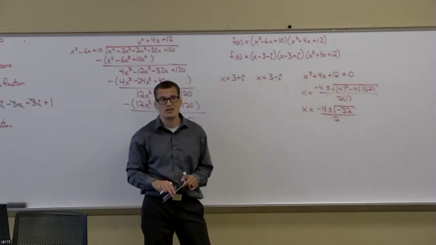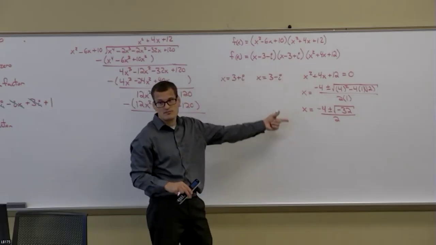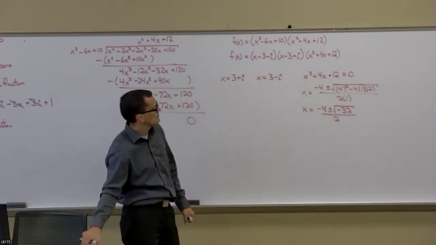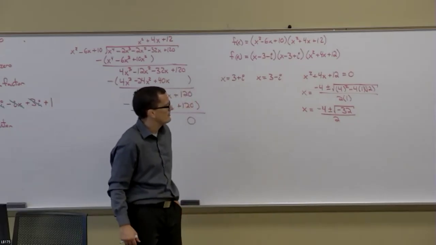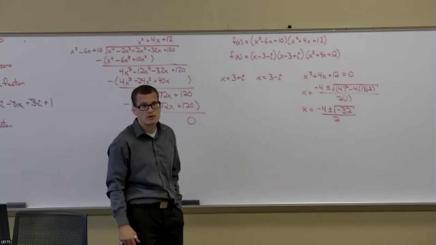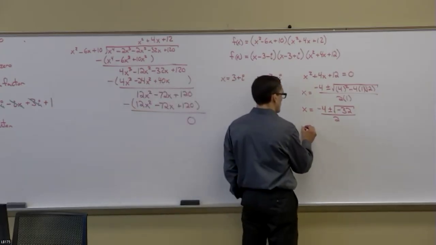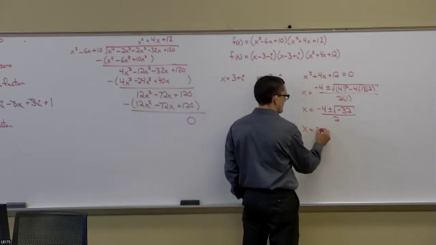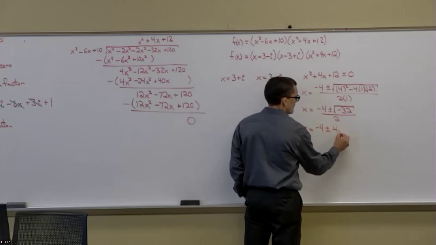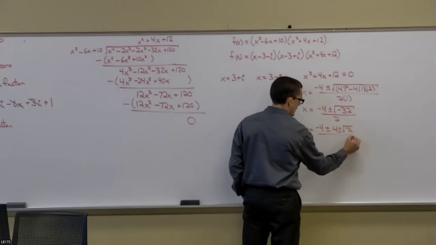So I get a couple more complex answers. I had 2 complex answers, now I have 2 more complex answers. If you want to, 32 is 16 times 2. Square root of 16 is 4. So we could rewrite this as -4 plus or minus 4i times root 2, all divided by 2.